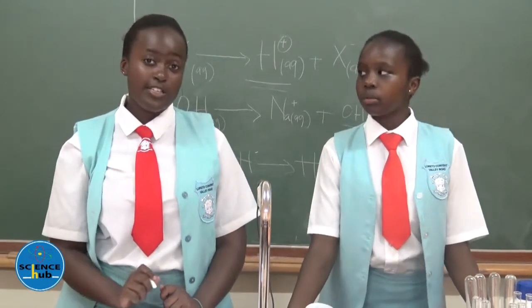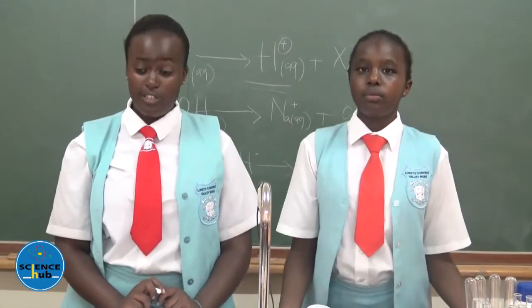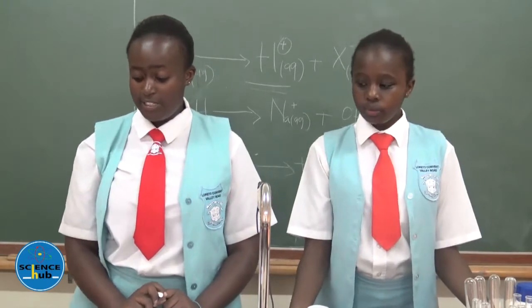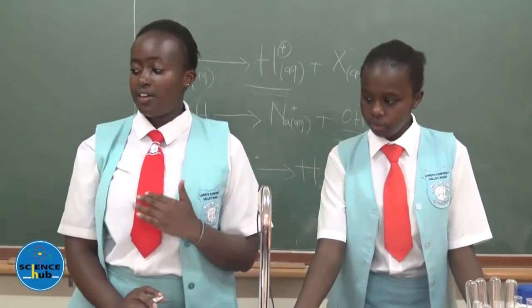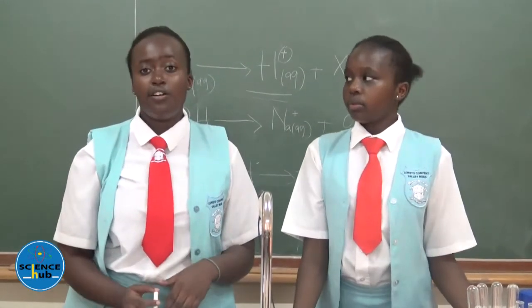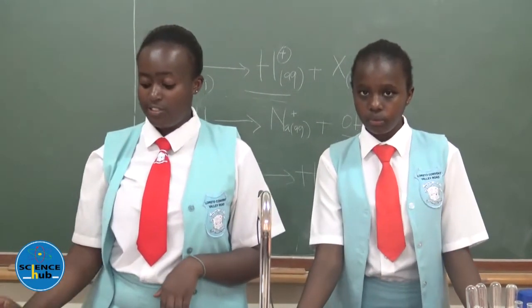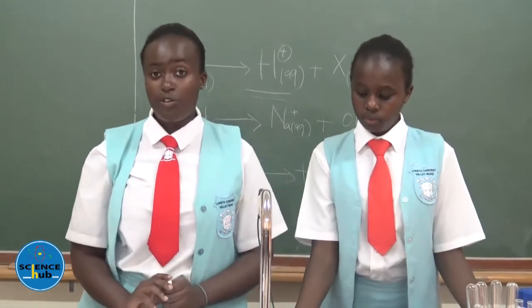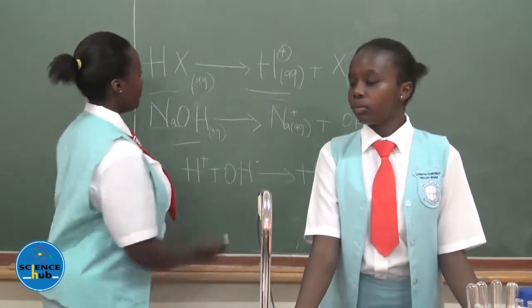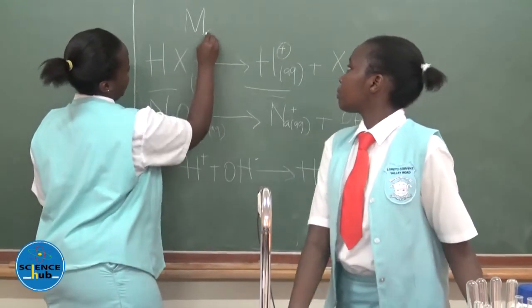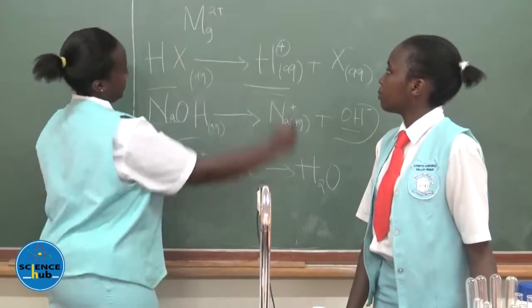Sparingly means that it's only soluble in warm water, but not in cold water. So under salts, we have qualitative analysis, where we look at different ions and how they react in different solutions. So the first cation we're going to look at is magnesium, which has a charge of 2+.